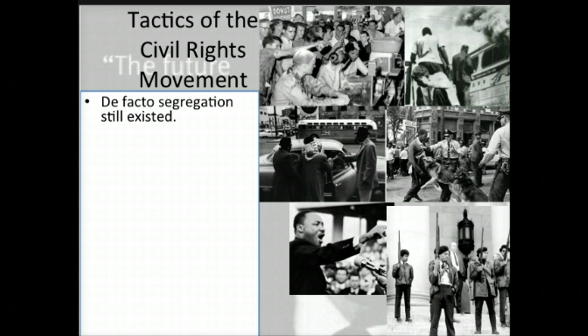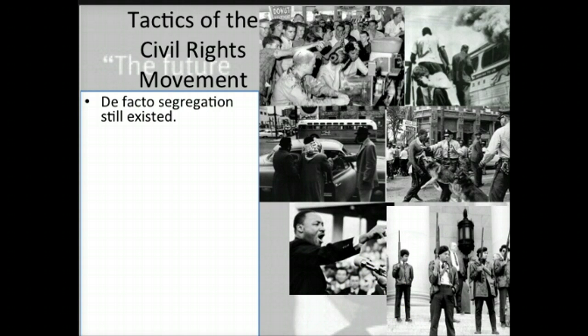Like segregation still in private companies, or just changing people's minds in general in society. So de facto segregation still existed. And because the leaders of the civil rights movement couldn't always participate in a common way in government, they had to find other ways to have their voices heard.